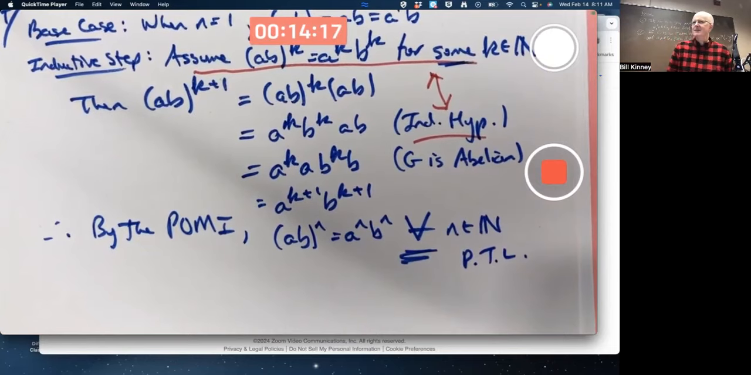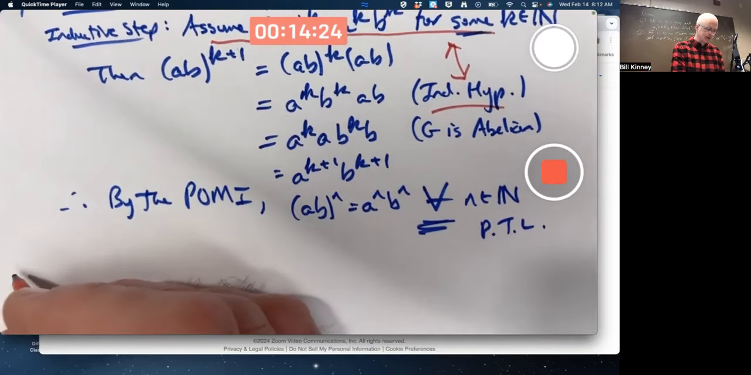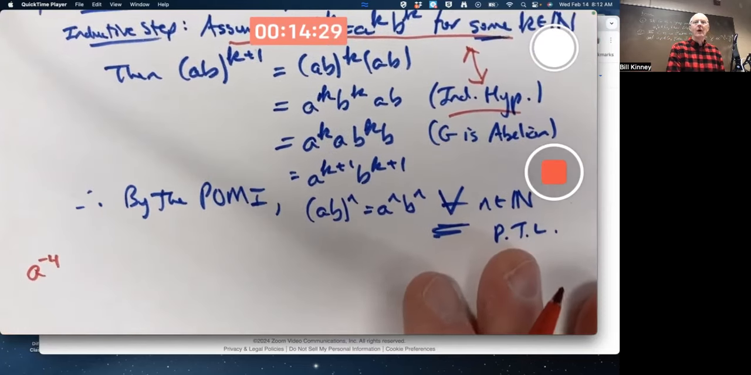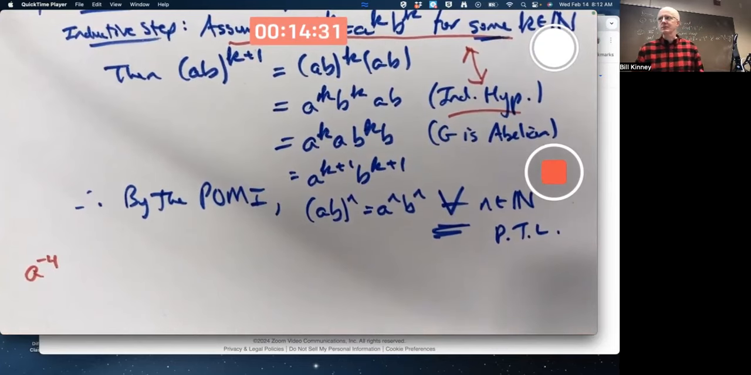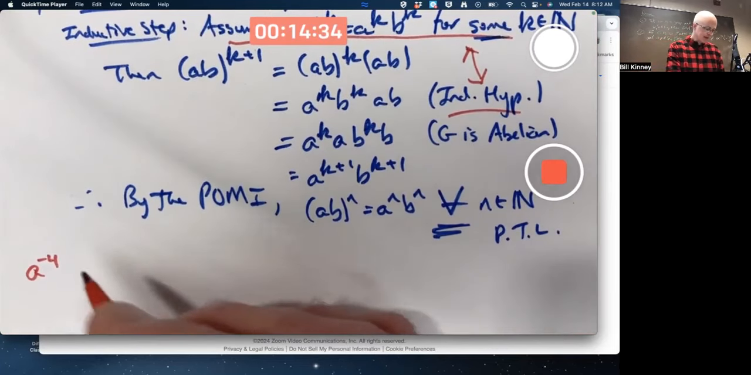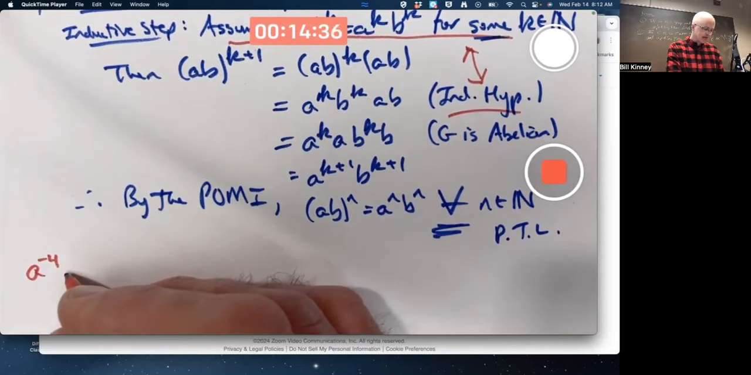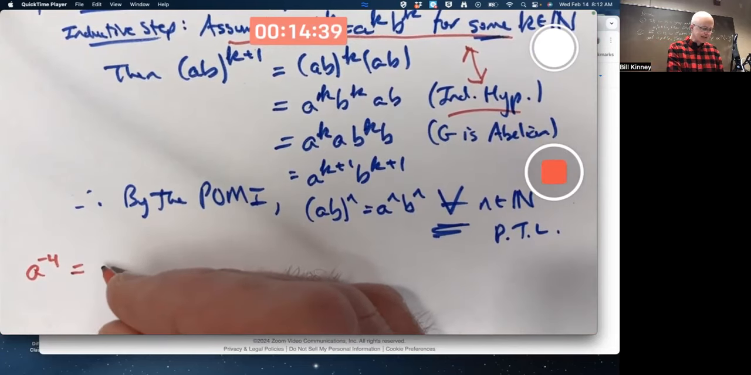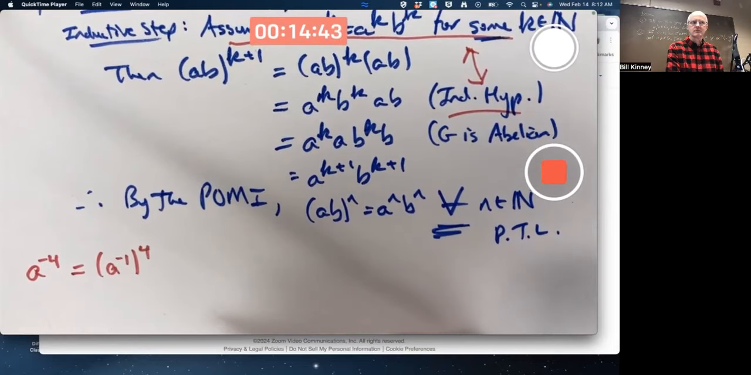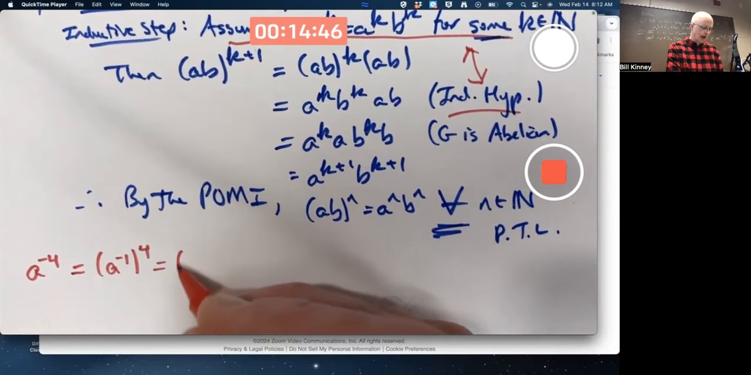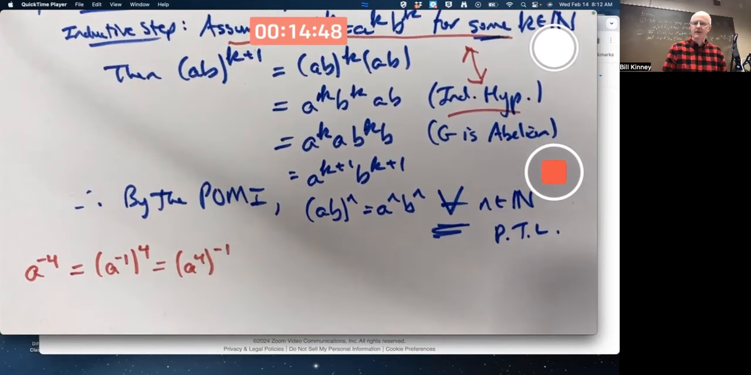What would you do in the case when the exponent is negative? Let's pick a particular example of a negative exponent, like a to the negative 4. One thing you have to realize when you think about negative exponents with groups is that by definition, this can be thought of in one of two ways, either as the inverse of a to the 4th power, or a to the 4th, inverse. That's one thing you have to do if you try to prove this for negative exponents.